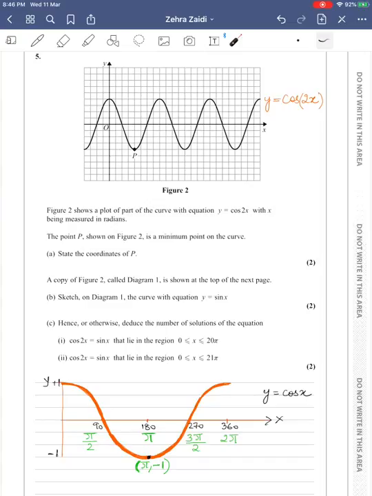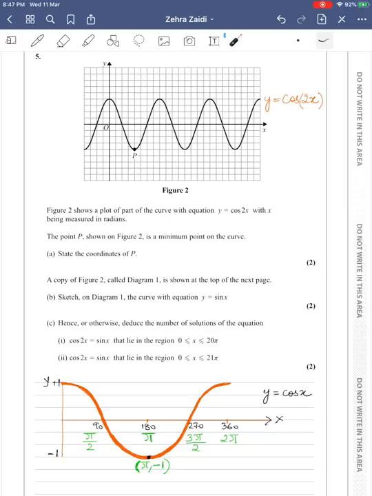Question number 5. Figure 2 shows a plot of part of the curve with equation y is equal to cos 2x, with x being measured in radians. The point P shown on figure 2 is the minimum point on the curve. State the coordinates of P.